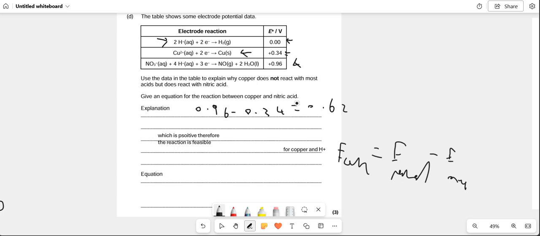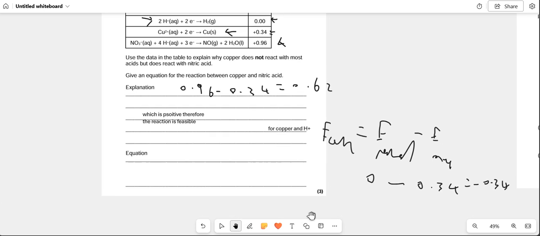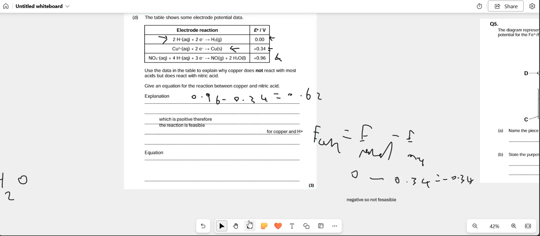E of reduced is the H plus here, so that's 0. And then minus E of oxidized is 0.34 from the copper. That's going to become negative 0.34. So obviously, that's not feasible, because it's a negative number. So that's why it's going to react with the nitric acid, but not any other acid.